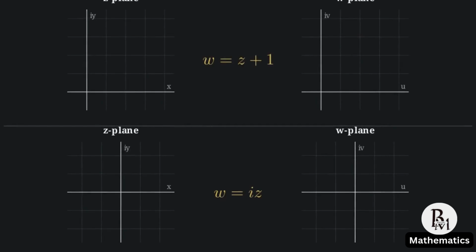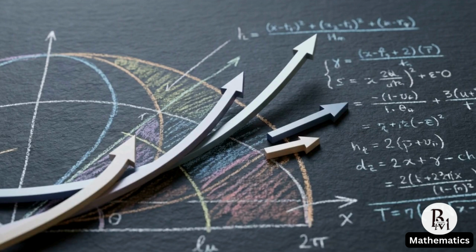These are distinct, measurable actions. Addition slides a point across the grid, while multiplication by i rotates it around the origin. Algebra in complex analysis serves as a literal instruction manual for maneuvering points across 2-dimensional space.